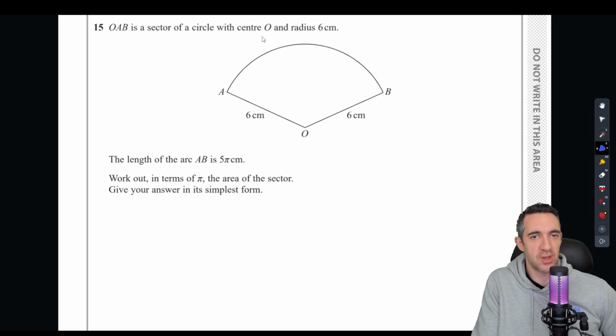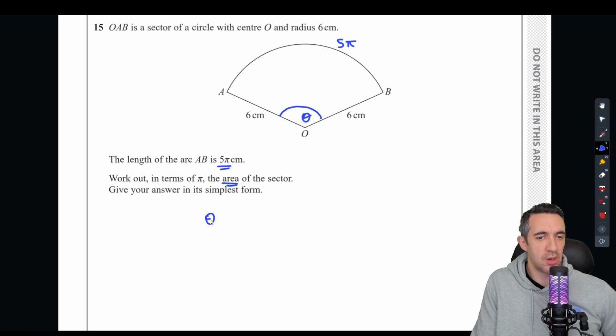OAB is a sector of a circle with center O and radius 6. Fine. We can see that on the diagram. Length of the arc is 5 pi. So 5 pi. Stick that on there. Work out in terms of pi that. Oh, we're trying to then get to the area. So we're missing the angle. Let's call that theta. So we're missing this angle here. We need to work that out first.